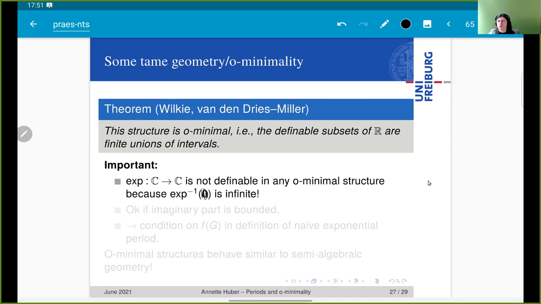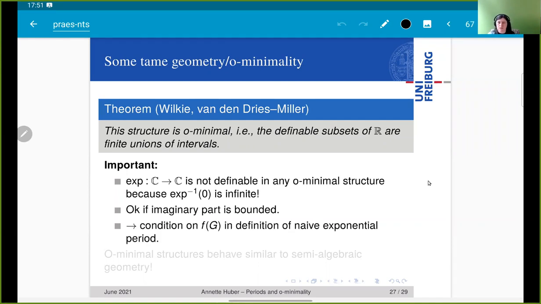So the complex exponential function is not allowed. But if you're bounding the imaginary part, then that's fine. We have the sine function on a bounded interval. So if you bound the imaginary part of the argument, then that's definable. And that's how you get to the things that we have in the definition of a naive period. In this definition of a naive period, I was bounding the imaginary part, precisely in order to make this true. So this condition on f and g can be used in order to ensure absolute convergence, but it's also used in order to get this relation to this O-minimal structure.